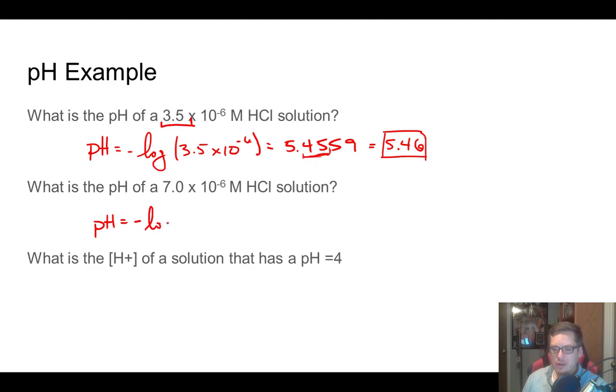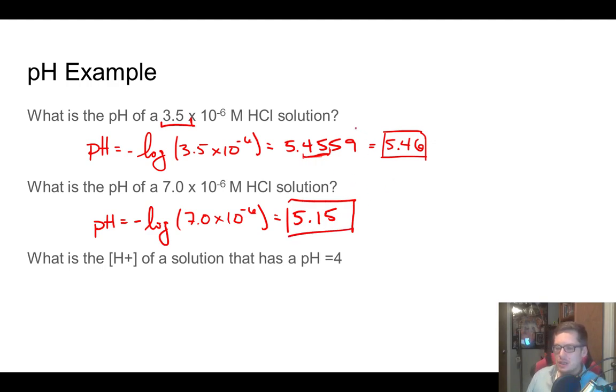So it would be negative log of 7.0 times 10 to the minus 6th. All right, so we should test that out. We say negative log of 7 e to the minus 6th. All right, and we get 5.15. Again, 2 sig figs, right? So 5.15. All right, so that's not half of what that is. That's only slightly more acidic. Remember, even though this is doubled, one whole value change of pH is equal to 10 times more acidic. This is not 10 times more acidic. It's only twice the concentration. So the pH only goes down by this much.